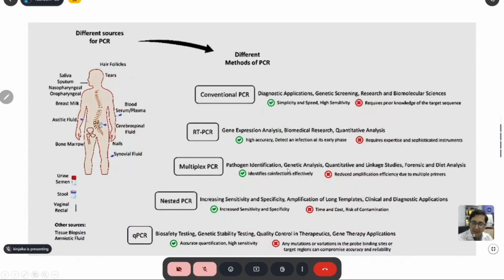Multiplexing in PCR, multiple pathogens can be identified, identifies the co-infections effectively, but has reduced amplification efficiency due to multiple primers. Nested PCR, increasing sensitivity and specificity. You can have longer templates, amplifies longer reads. Clinical and diagnostic applications are there, but the limitations are time, cost, and it has to be very sensitive. The contaminants are also amplified. So this is an important slide which gives you different types of PCR.